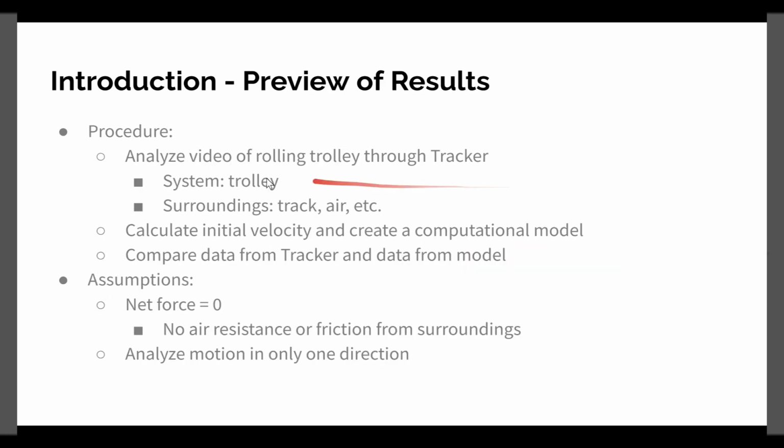My procedure involved analyzing a video of a rolling trolley through the Tracker software. The system in this case is the trolley, and the surroundings are everything else. I used the data from Tracker to calculate initial velocity, which I inputted into my code in GlowScript to create a computational model. Then the data from Tracker and the data from my model were compared through a graph. The assumptions here are that net force equals 0, meaning there's no air resistance or friction from the surroundings, and I'm only analyzing motion in one direction.